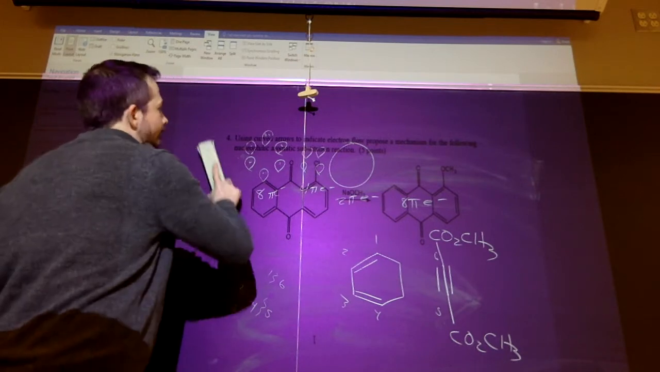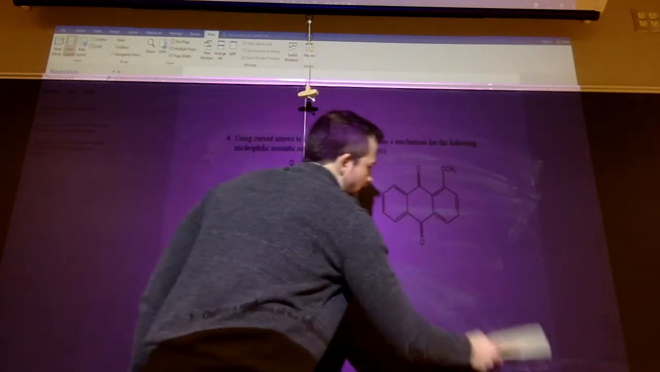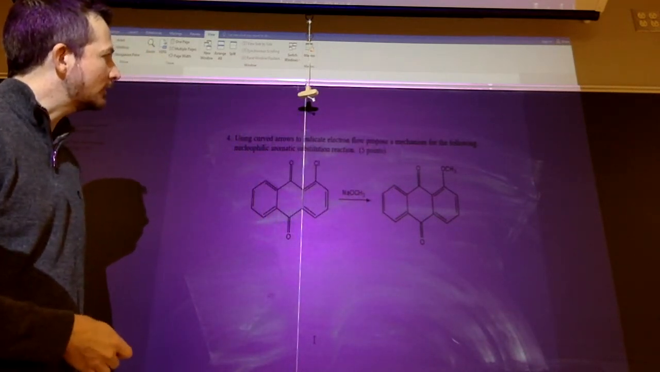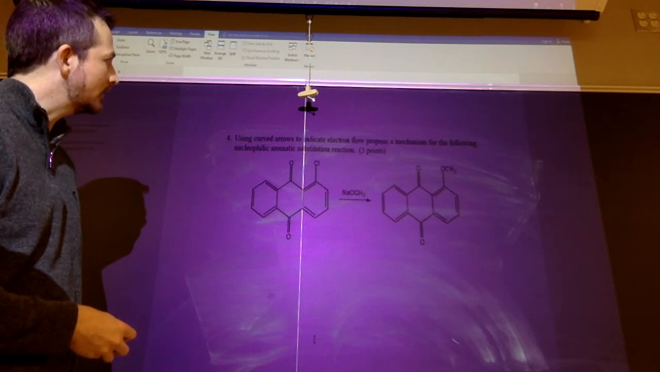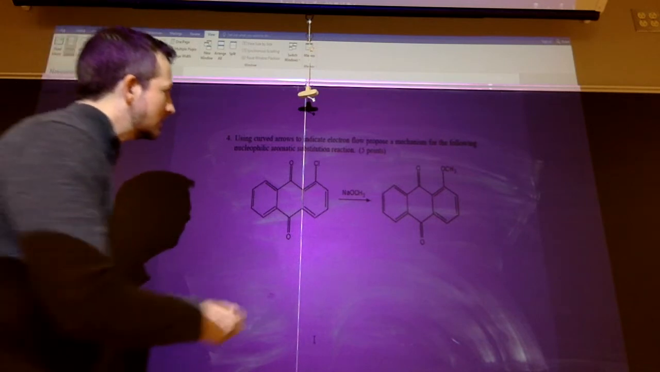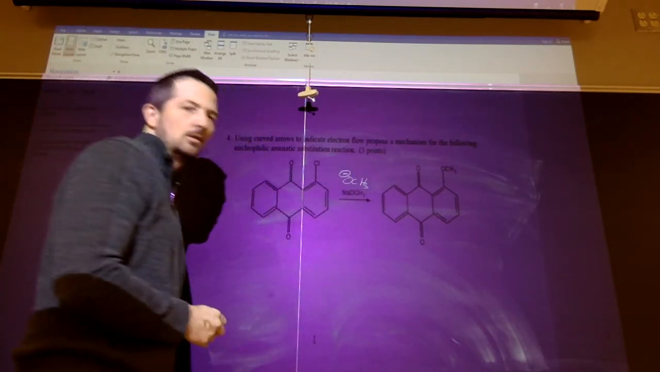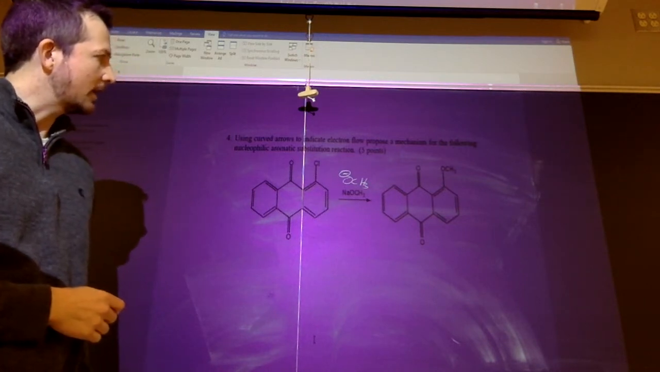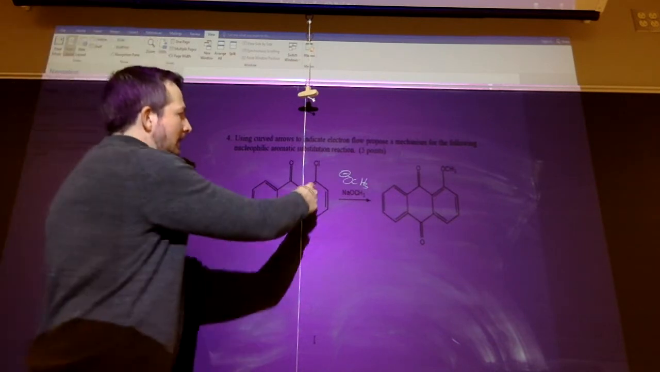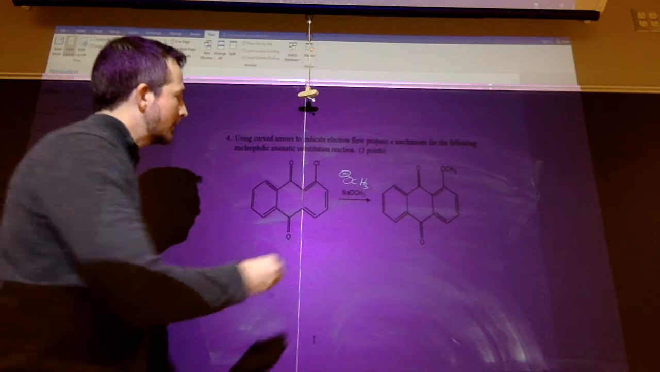Next one. Using curved arrows to indicate electron flow, propose a mechanism for the following nucleophilic aromatic substitution reaction. So I'm given that it's a nucleophilic aromatic substitution. So my nucleophile will be my methoxide ion. So it's going to substitute in place of the halogen attached to the ring. I have an electron withdrawing group at the ortho position, so this reaction would work.